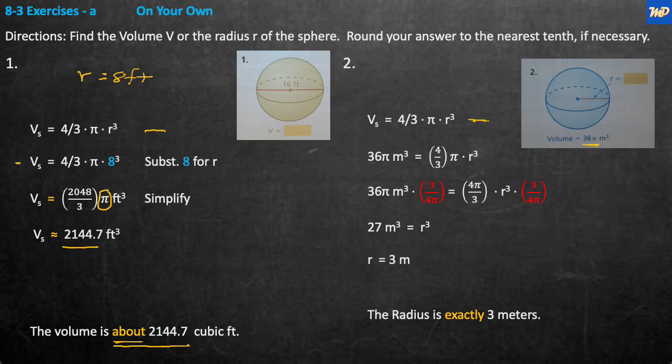So I've got substituted 36 pi meters cubed, and that is equal to 4/3 pi r cubed. Well, we're looking for r, so we're going to be trying to separate r by itself, like we did in the previous problem. So 36 pi meters cubed. How do we get the r cubed by itself right here? We have to multiply both sides of the equation by the reciprocal of this number right here.